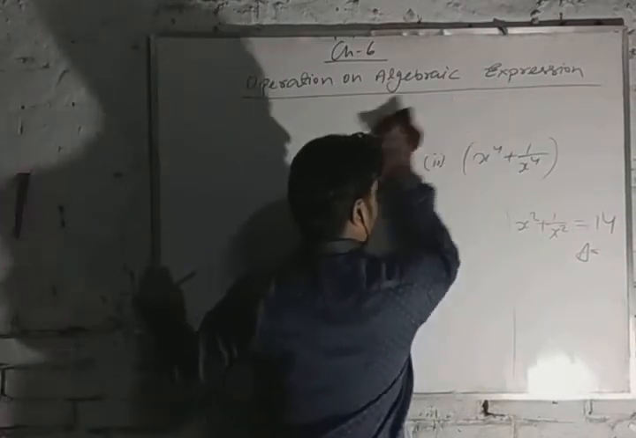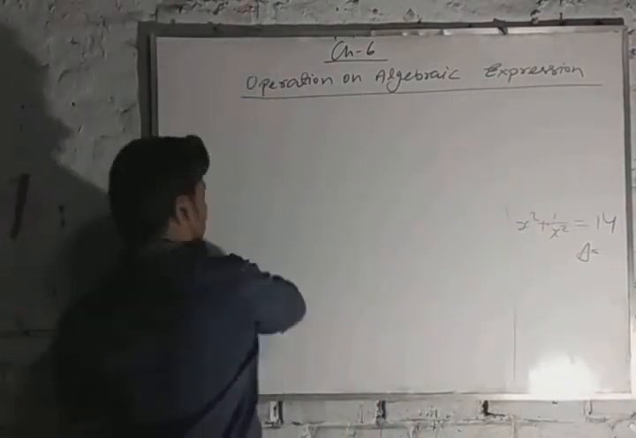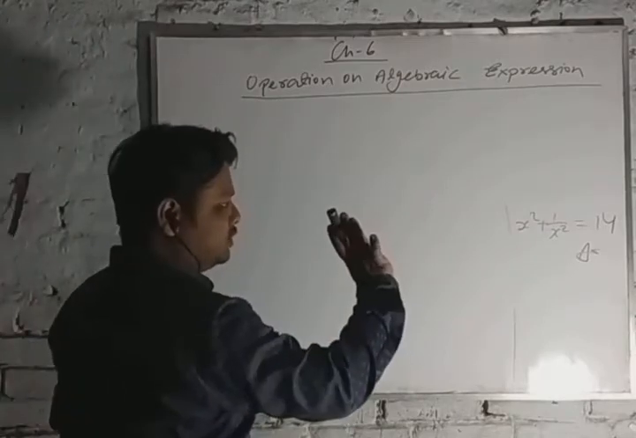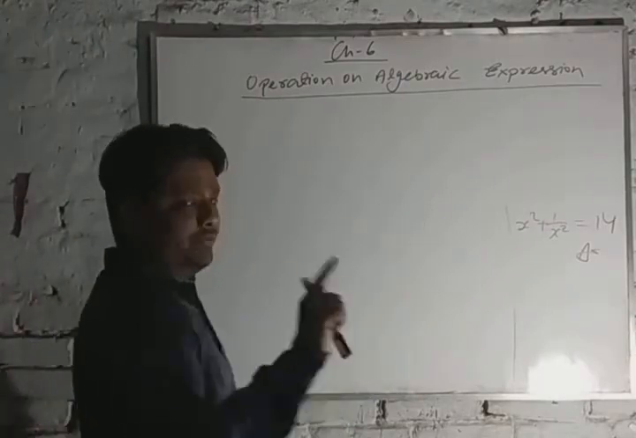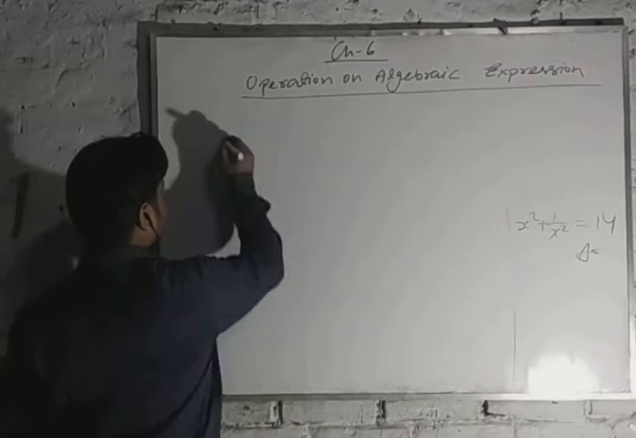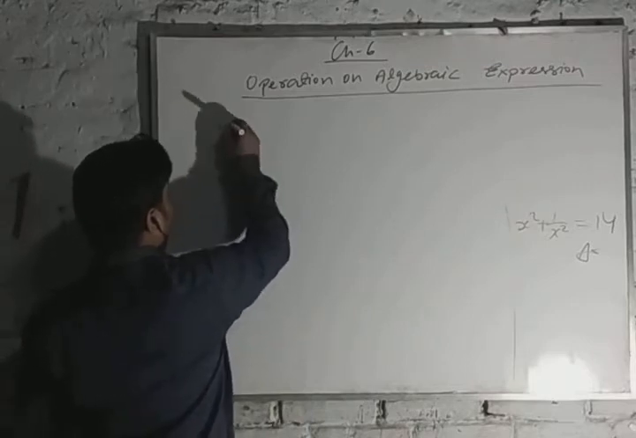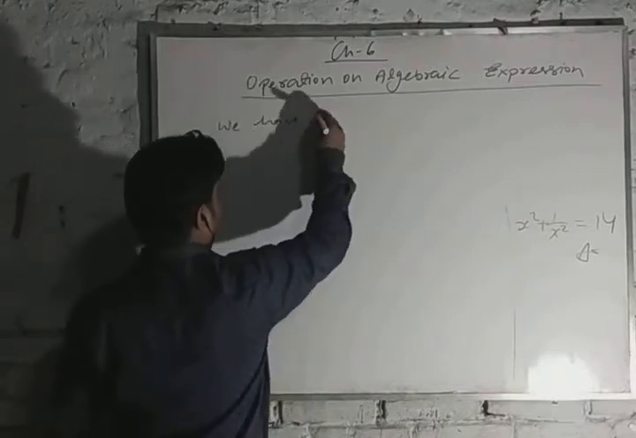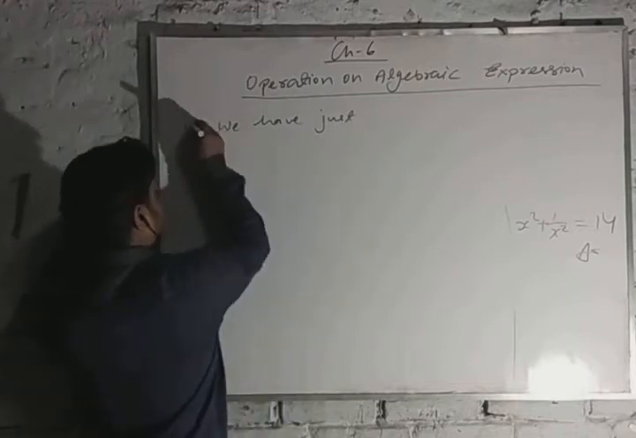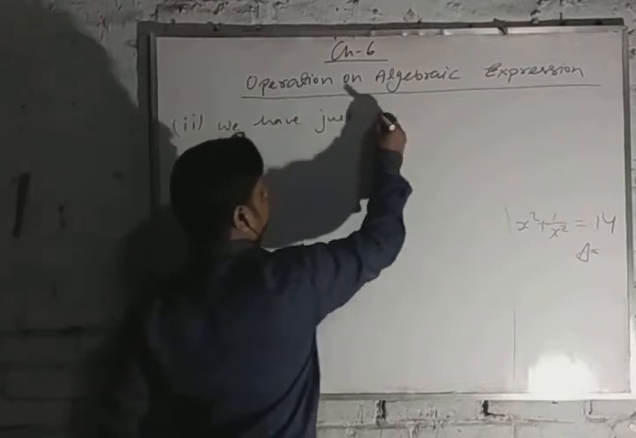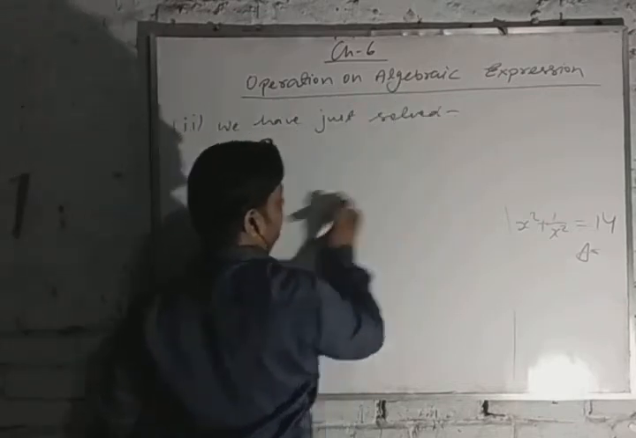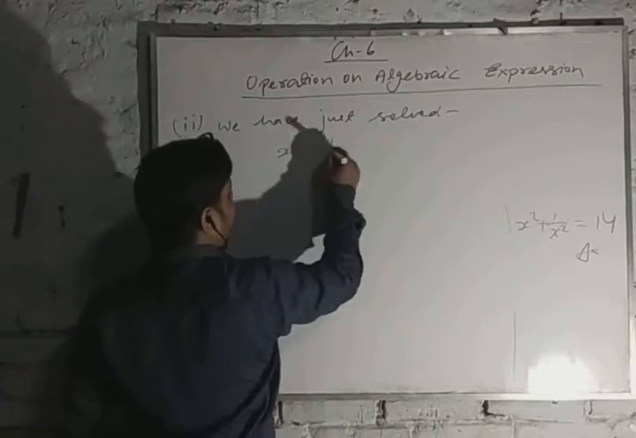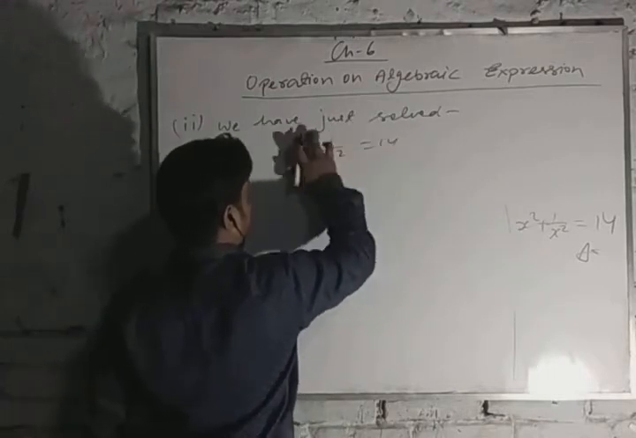Now I am solving it by another method. Okay. The answer is x square plus 1 by x square is equal to 14. That is question number 1. So we will write, we have just solved in question number 2. We have just solved x square plus 1 by x square is equal to 14.